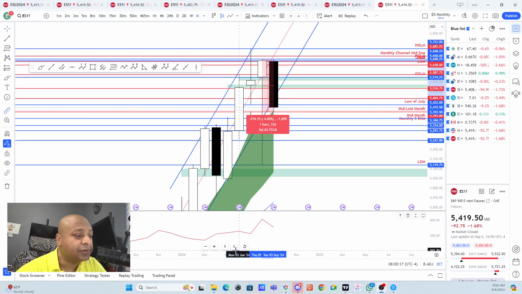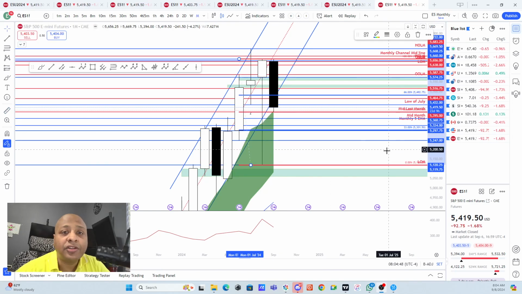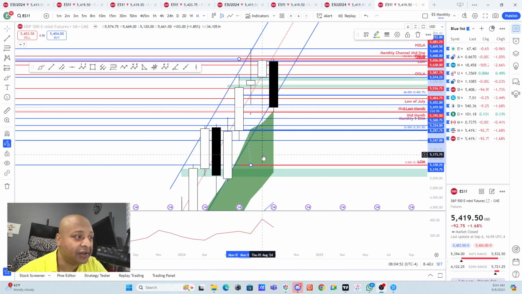Now, the last thing to observe on the monthly chart is that the last month, the 4-month ATR stopped at 405 points. We have moved around 275 points till now on the downside on the monthly chart. So based on the ATR, there is still room for the market on the monthly chart to move to the downside.